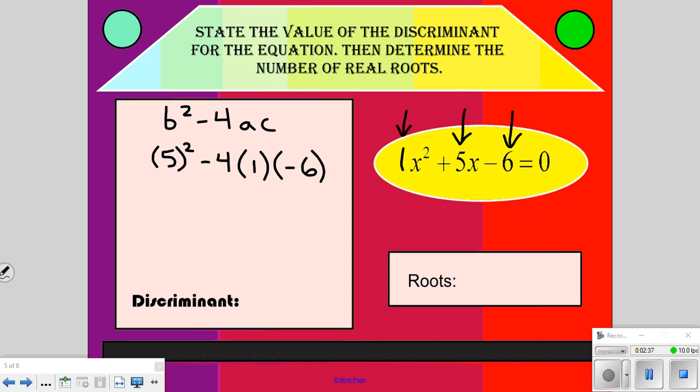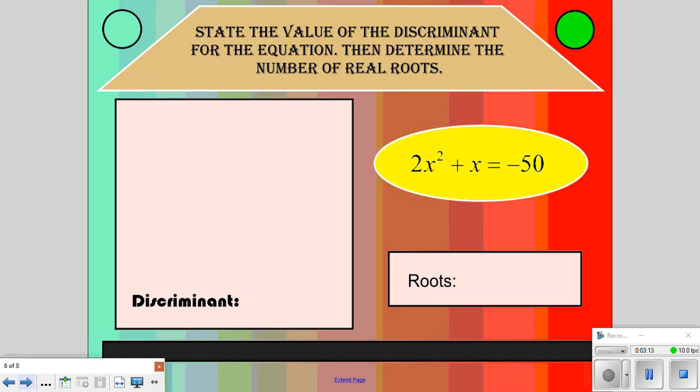As long as you use your parentheses correctly, you can actually type this in on your calculator all at one time. If you don't have a calculator, that is okay. We can simply say 5 times 5 is 25. Negative 4 times 1 is negative 4. Negative 4 times negative 6 is positive 24. Add those two things together, we get 49. So our discriminant is 49. If our discriminant is 49, that is a positive number, so we know we are going to have two roots.